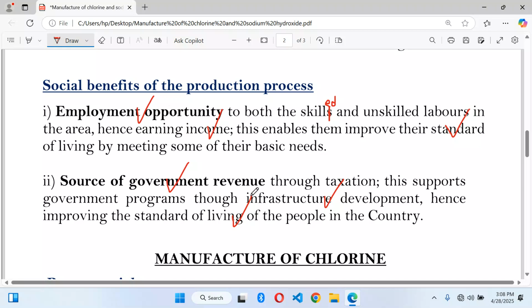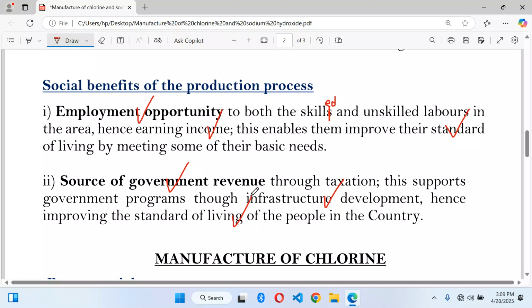Be ready. You'll find out that some of these things are very common, like employment opportunity. I don't believe that we have any product that can be produced in an industry and it doesn't bring about employment opportunity. Because you can't have a boss working for himself alone. And even if he's working for himself, he is also employed on that job. So there is still employment opportunity. So that is a point that is very common that I believe you shouldn't miss out. Even if others you have forgotten, don't miss out that point.